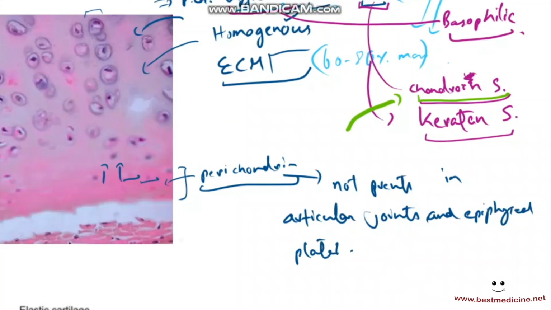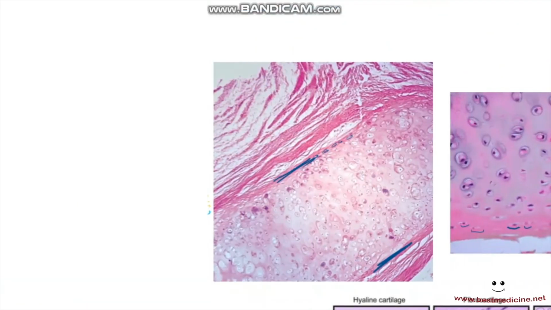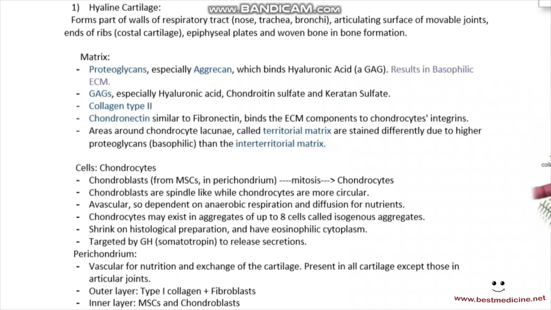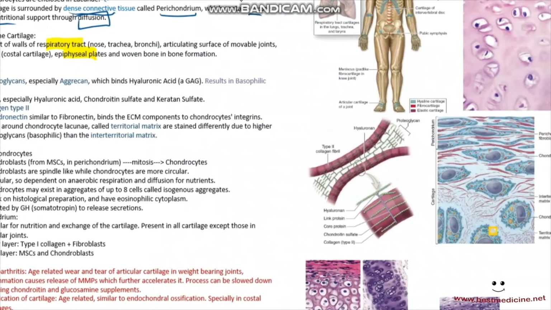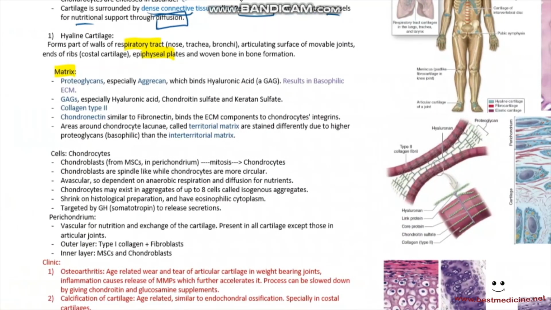Okay, that's about it for this chapter. Let's look at the neat notes and see what we have studied. Okay, so what we have learned is the locations of hyaline cartilage, its matrix and its components, the diagram. Remember, we looked at this diagram and what it contains, and then we looked at some histological slides as well. Then we studied the cells, the chondrocytes. These are very eosinophilic, and they may exist as aggregates called the isogenous aggregates, and they are not very mature. And they are targeted by growth hormone to release secretions as well as to grow.